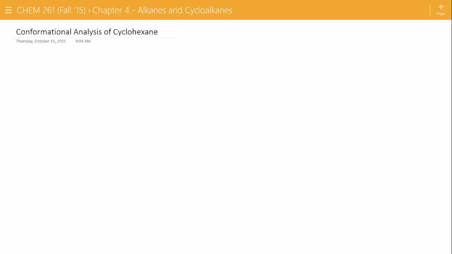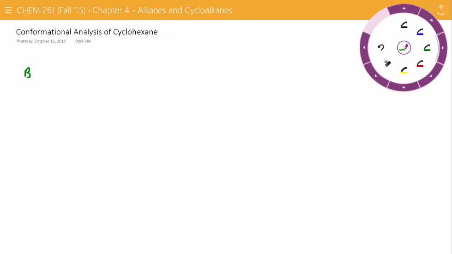All right, so yesterday we were doing conformational analysis of alkanes. Today we're going to be doing something similar. We're going to be doing conformational analysis of cyclohexane. So let's think about what cyclohexane looks like. We'll first start with the bond line formula.